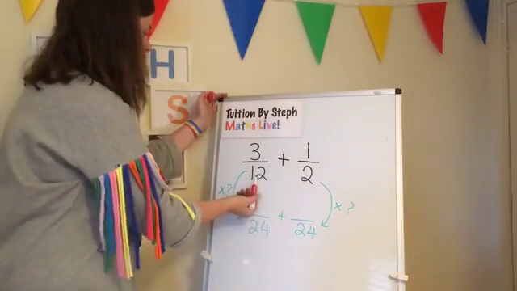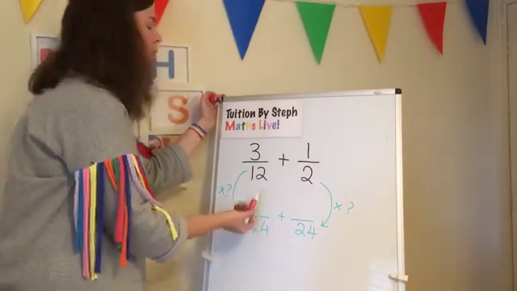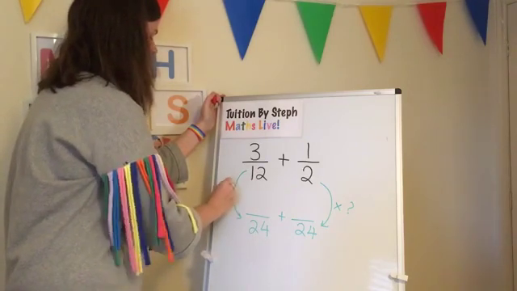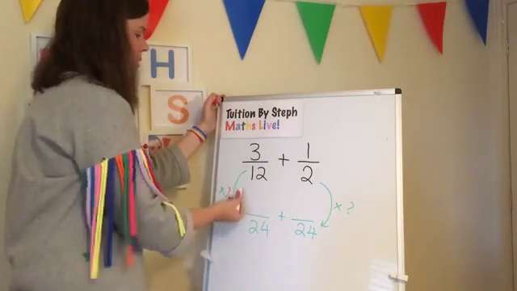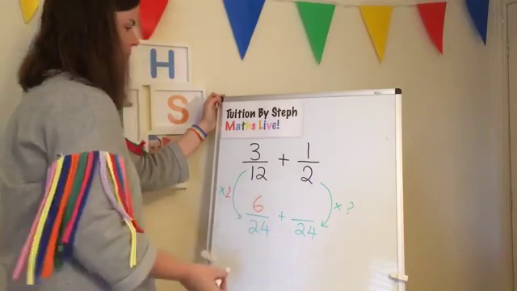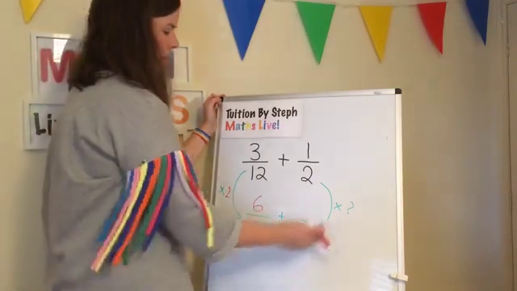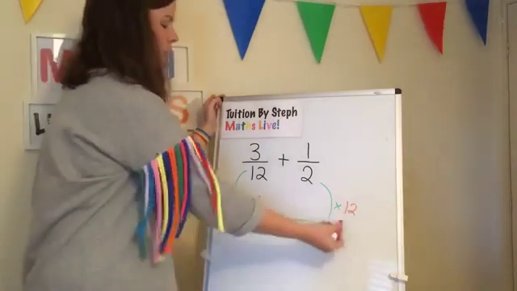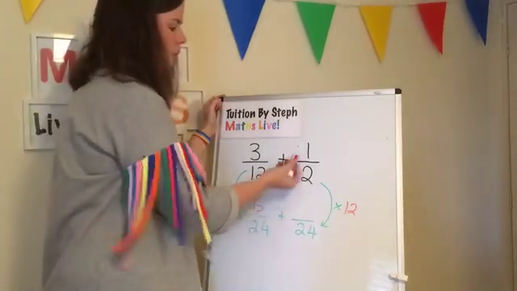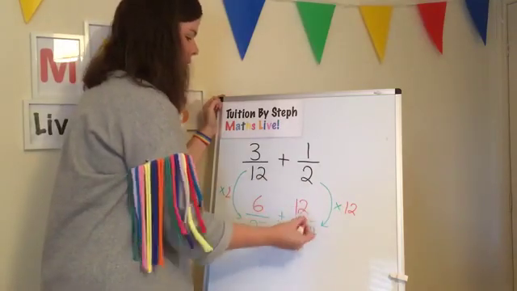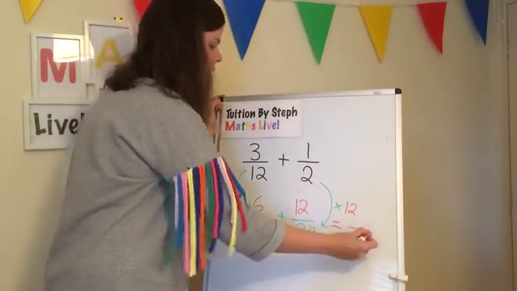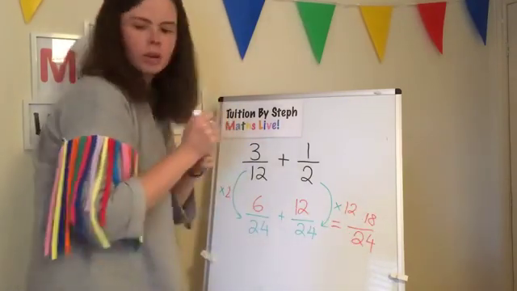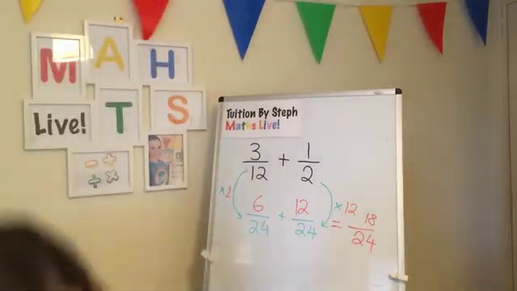Right, what did we times 12 by to make 24? We times it by 2. So do the same for the top. 3 times 2 is 6. What do you times 2 by to make 24? You times it by 12. 2 12s are 24. So you do the same to the top. 1 times 12 is 12. And then you add those two together. That's 18 over 24. I love that comment about improper fractions.